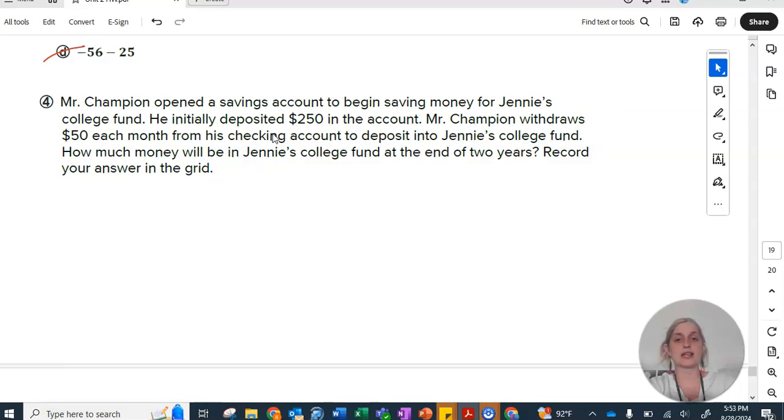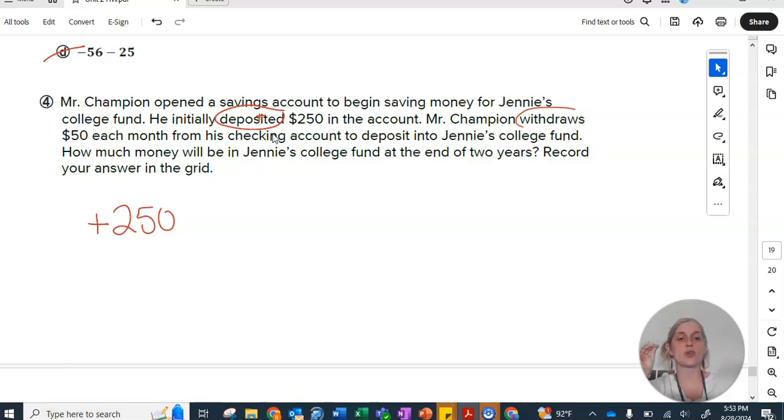This one is the last problem. Mr. Champion opened a savings account. Smart, because saving money is a good call. To begin saving money for Jenny's college fund. College is expensive. You got to save. He initially deposited. This word means added money to your bank account. So that means the first thing he did was he added $250 to the account.